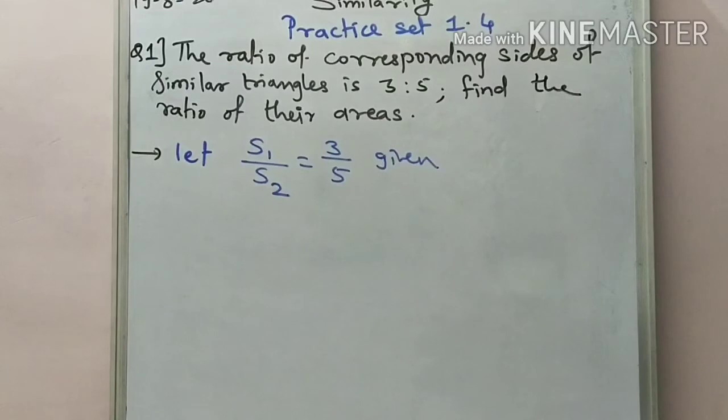If triangles are similar, we know the theorem: the ratio of areas of two similar triangles is equal to the ratio of squares of their corresponding sides. So using that, we simplify it.